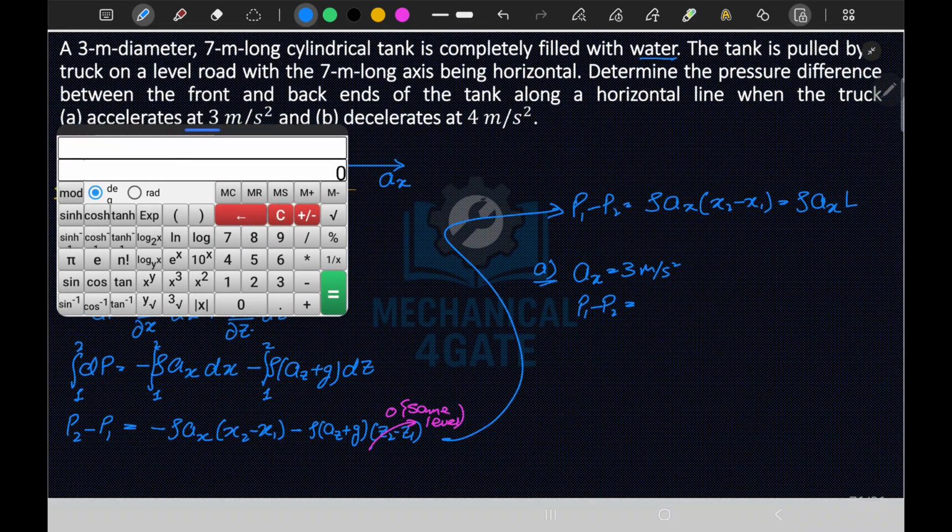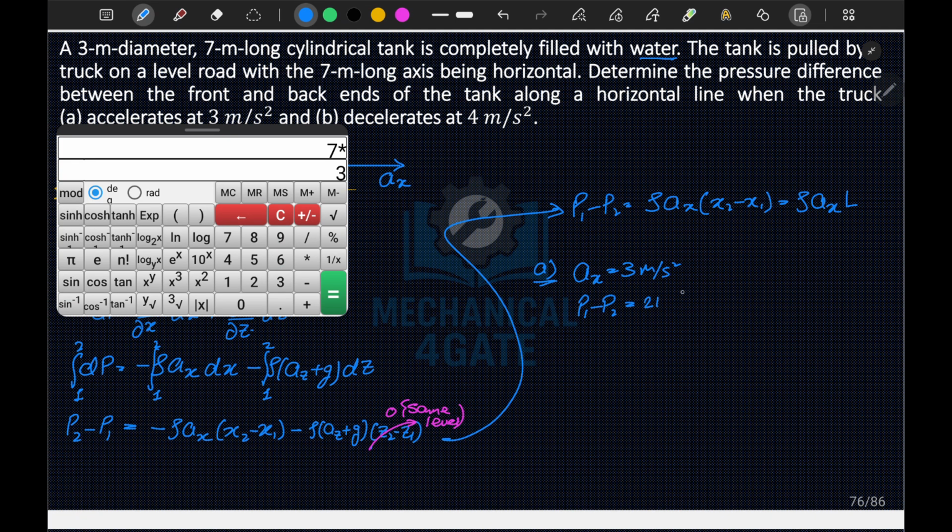So this will become Ax times of L. L is your 7 meter, 7 into Ax, that is 3, so this is 21 kilopascal. So this is the pressure difference in the first case.